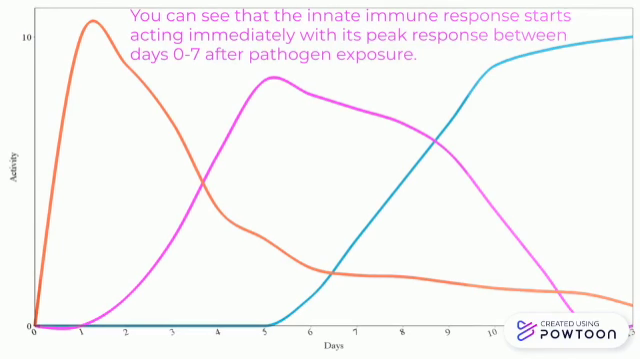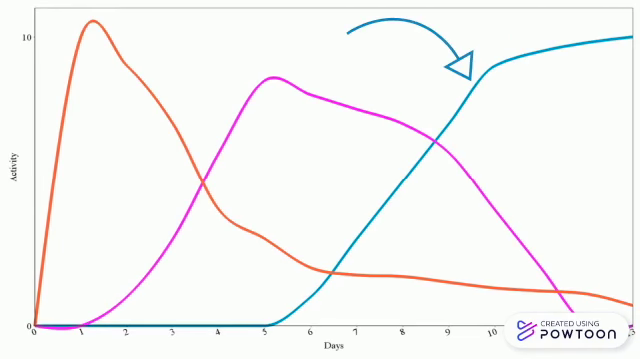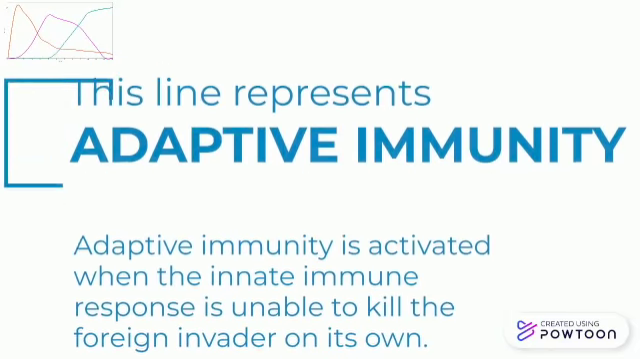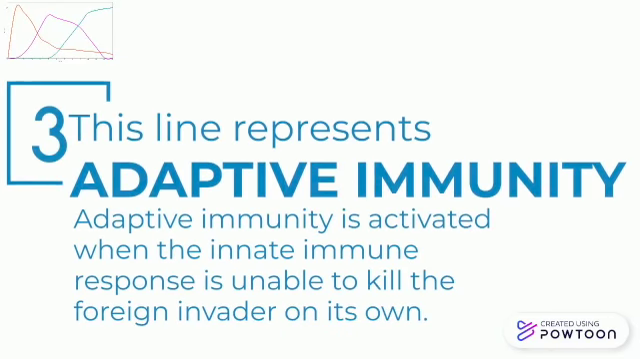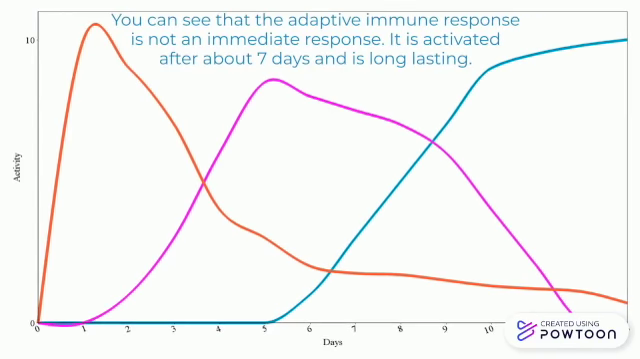after the pathogen exposure. The blue line on the graph represents adaptive immunity. The adaptive immune response is activated when the innate immune response is unable to kill the foreign invader on its own. As you can see on the graph, it is not an immediate response. It occurs after 7 days, however, its effects are long-lasting.